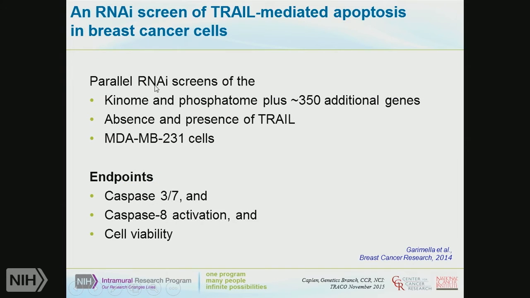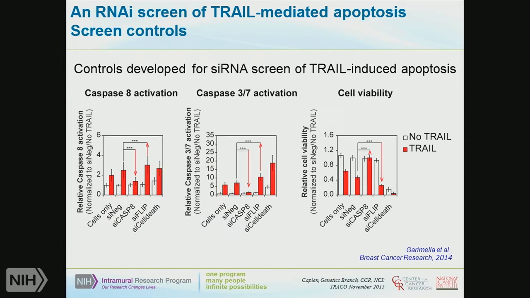So this was a set of screens done at this stage on the kinome and phosphatome plus additional genes, in the absence or presence of TRAIL, and was done in the triple-negative breast cancer cell line MDA-MB-231. We decided to do the entire pathway going through caspase 3/7, caspase 8, and cell viability to give us a real sense along this pathway. We were able to identify all the controls that were required, and I'm just going to focus here on the caspase 3/7 activation.